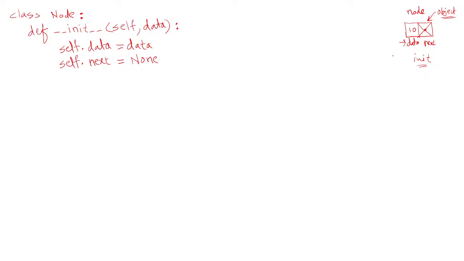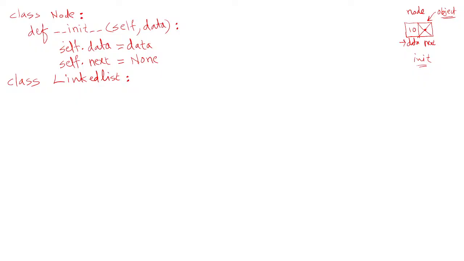Then we want to create a linked list. For that also we need to define one more class here. So I define the class called LinkedList, and every class definition should end with a colon. So the class name is followed by a colon.